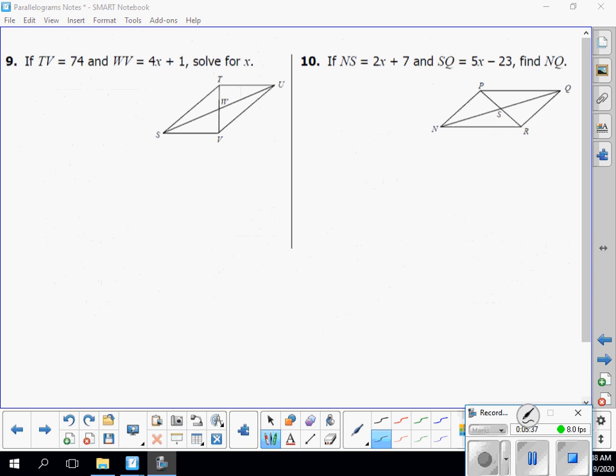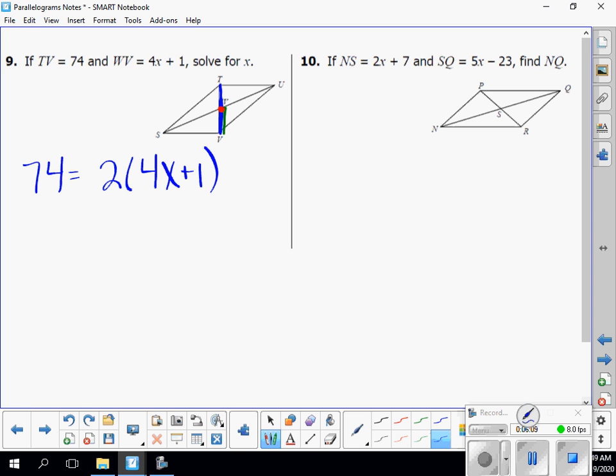All right, guys, let's turn the page to page 7 and look at number 9. So they tell me that TV, the whole segment, is 74, and they tell me that just WV is 4x plus 1. But we talked about that W is going to act as a midpoint, so it's bisecting that. So how many WVs is it going to take to make a whole TV? Well, it's going to take 2 of them. So I need to either multiply by 2 or add it together twice, but I need 2 of them in order to set those equal.